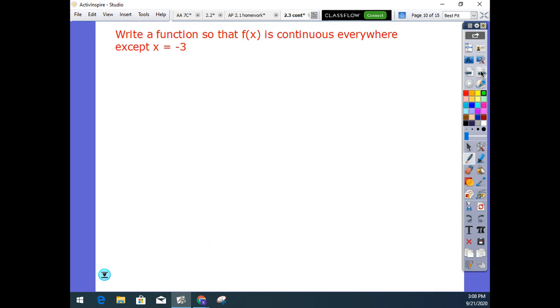So this says, let's write a function so that the previous function is continuous everywhere except where there's a vertical asymptote. Okay, I'm going to use g of x here because we're already using f of x. We're going to use a piecewise function, and I'm going to write the original function for the first part of my graph.